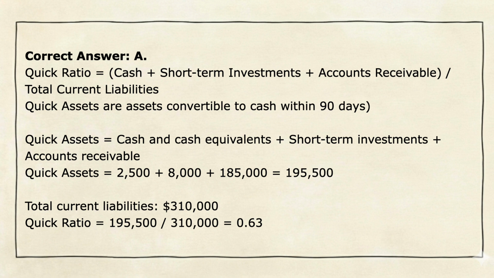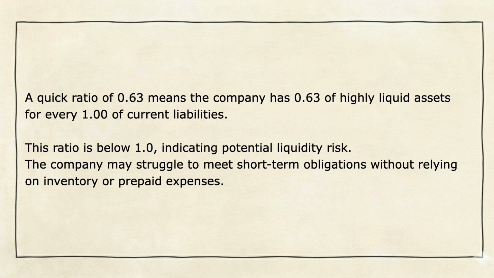Correct answer: A. Quick ratio calculation. Quick ratio equals cash plus short-term investments plus accounts receivable, divided by total current liabilities. Quick assets: cash and cash equivalents plus short-term investments plus accounts receivable. Quick ratio value 0.63. A quick ratio of 0.63 indicates potential liquidity risk, as the company has less than one highly liquid asset for every current liability.